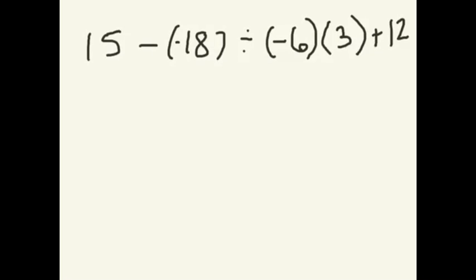So again, we're going to think of this as 15 minus -18 divided by -6 times 3 plus 12. So I'm going to start off with the division part of it. Good news here is -18 divided by -6 is going to be +3. I'm going to write down everything else. So this minus sign is going to carry down now.